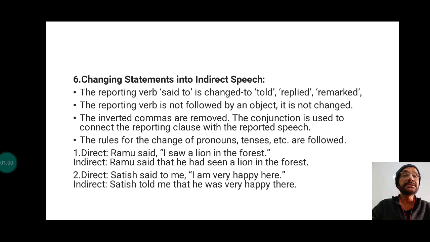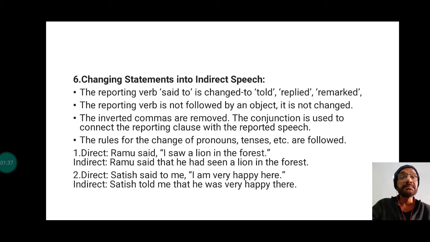Now, if you have to change a statement into an indirect speech, what is the process? Any statement means assertive sentence. The sentence is already assertive and you have to just convert it from direct to indirect. So that should not be too much of a challenge. Let's see first one, changing statements into indirect speech. The reporting verb said to is changed to told, replied, remarked. If the reporting verb is said to, you change it to told, replied, or remarked.